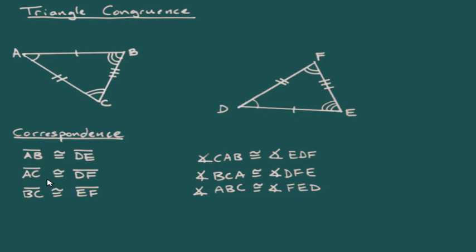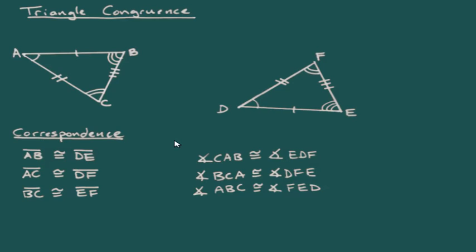We have side AC. Side AC is congruent to side DF. And again, we put two tick marks to denote that those two are going to be congruent. Then for the third side, BC, we say that that's going to be congruent to side EF. And again, we put three tick marks to show that those are going to be congruent.